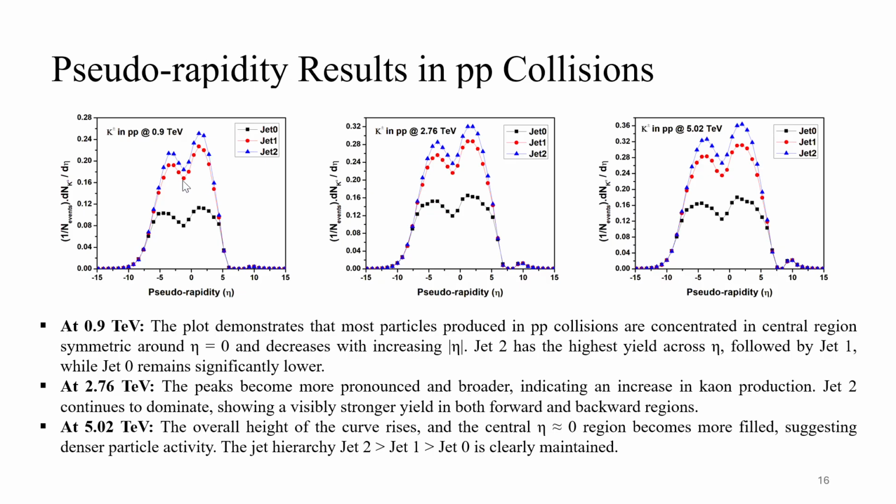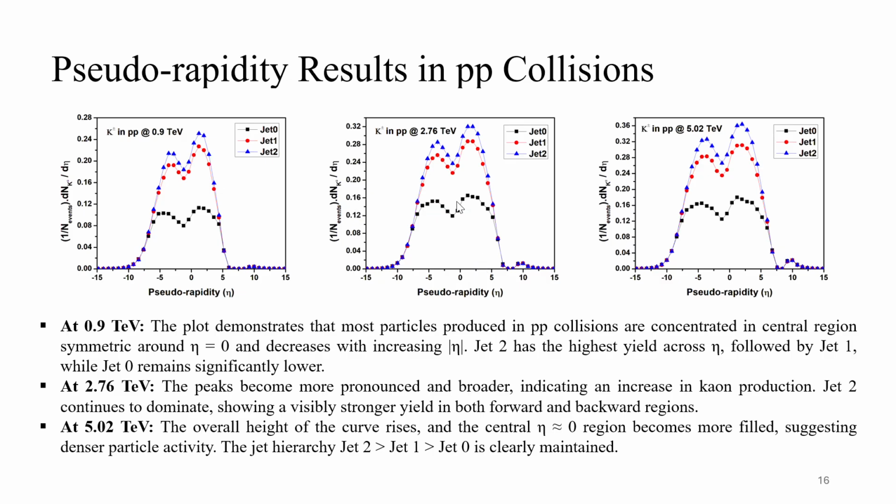The plot demonstrates that most of the particles in the proton-proton collision are concentrated at the central region, and it is symmetric. You can see the forward and the backward, and at the central region at 0, most of the particles are concentrated at the center at eta equals 0, and it decreases with increasing |eta|. It means in the forward and the backward region the production of charged particles is less. It means higher yield will be concentrated in the central region.